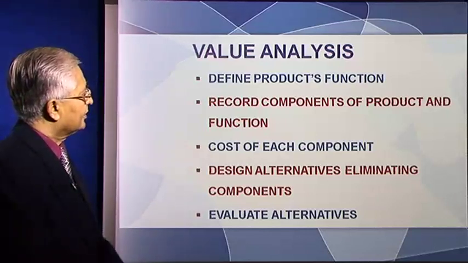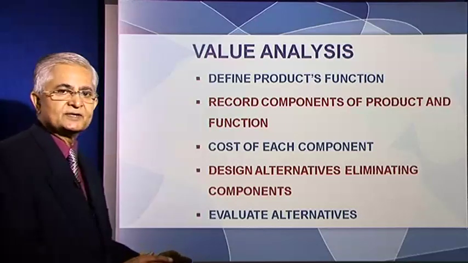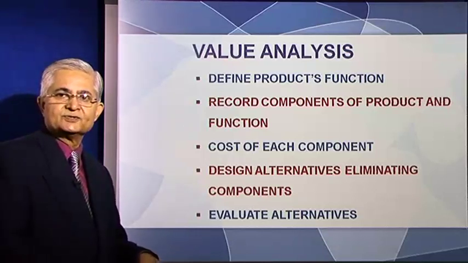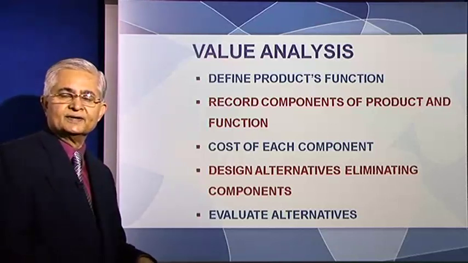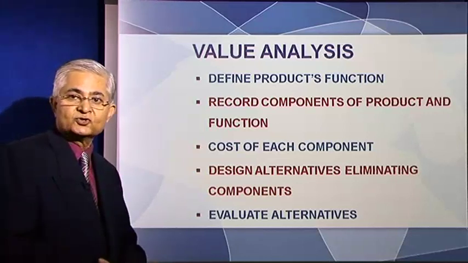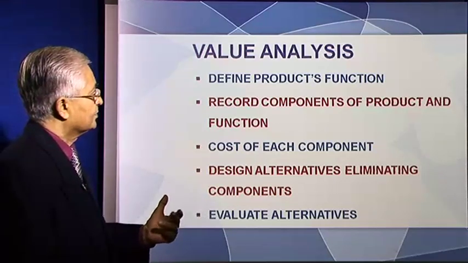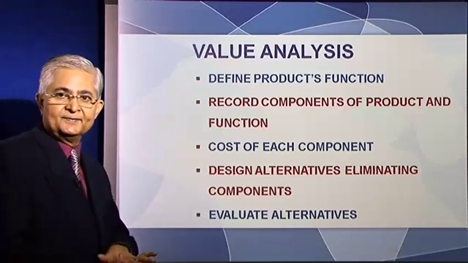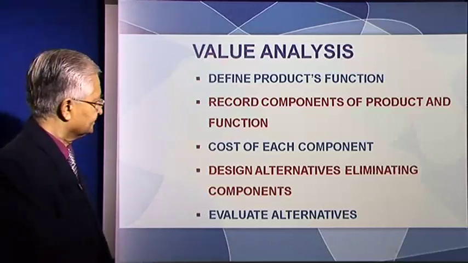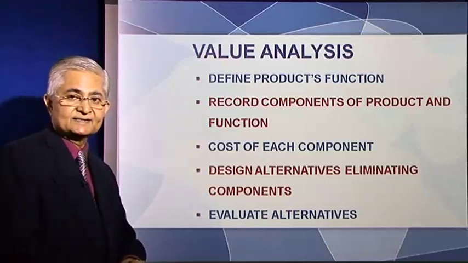Now, we record components of the product and the function of that particular component. For instance, a sofa where people would need to lie down would need to have much stronger cushioning material inside it, right? Okay, this is one component which has the function of providing an even mattress for people to lie down. Then there's a cost of each component. This comes at a certain cost.